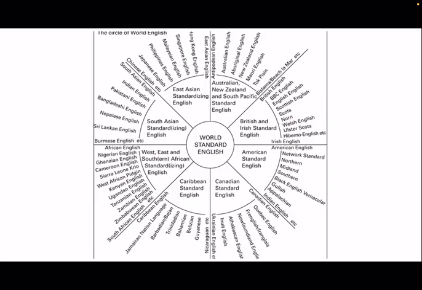This is just another way of looking at how Englishes are categorized. So we've got all of the different kind of groupings in these little wedges here. So if we look at the Australian, New Zealand, South Pacific Standard English wedge, we've got a whole lot of different Englishes that belong to that categorization. So Australian English, Aboriginal English, New Zealand English, Maori English, Tok Pisin. So there's all these different subgroups of Australian, New Zealand, and South Pacific English that can be grouped together, and we say that they have similar features.